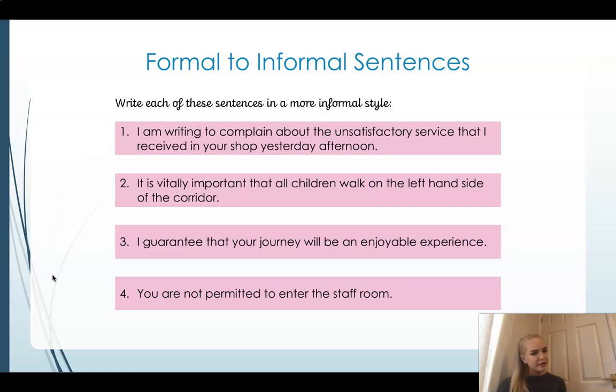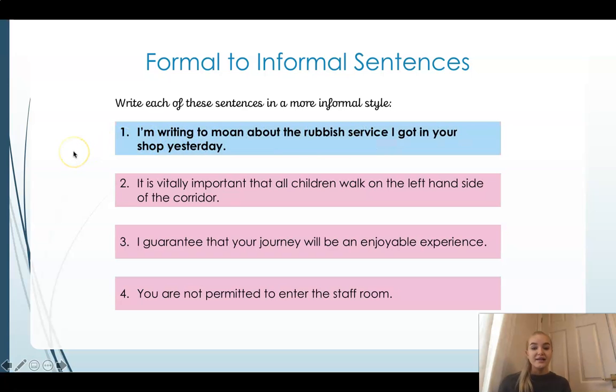Something that you probably wouldn't say to the Queen or to Mr. Day, for example. I am writing to complain. Oh, we wouldn't say that in an informal sentence. What we would say is I'm, contraction, I am to I'm, writing to moan. We're not complaining, we're moaning about the rubbish service I got in your shop yesterday. So you can see that difference from I am writing to complain to I'm writing to moan. There's a difference in the language here.